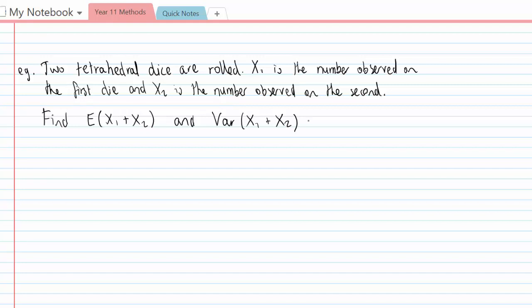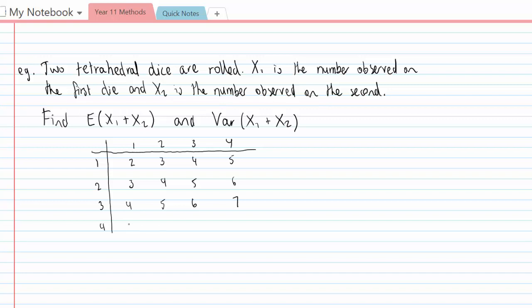Okay, so I'm going to draw a quick 2-way table so we can see what's going on. So we can have 1, 2, 3 or 4 on either of the dice. And when we're adding those together, we're going to end up with 2, 3, 4, 5, and then 3, 4, 5, and 6, 4, 5, 6, and 7, and 5, 6, 7, and 8.